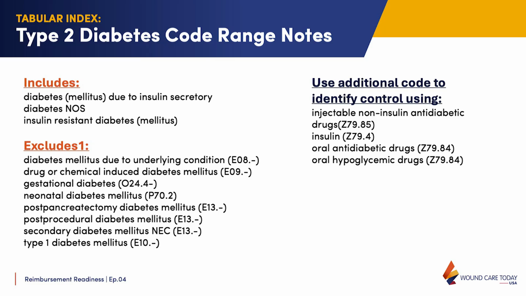Also under there, you will find an excludes one note. And excludes one note means that it is not coded here. So if the patient record that you're trying to code has diabetes due to other underlying conditions, drug or chemical-induced diabetes, post-procedural diabetes, secondary diabetes, and so forth, it's telling you that you need to go to a different section in order to properly code that. So you can see like gestational diabetes sends you to an O24 chapter to indicate gestational diabetes, and that's found in the obstetrics and gynecology chapter.